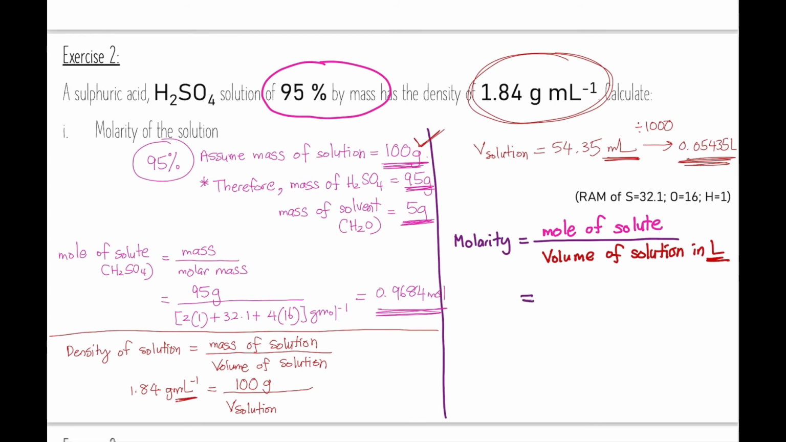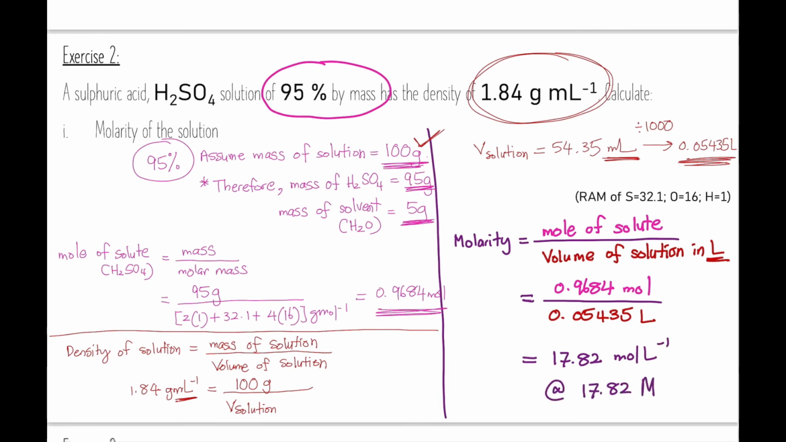Mole of solute is 0.9684 mole, divided by the volume of solution, which is 0.05435 liter. And this will result in the final answer, which is 17.82 mole per liter, or 17.82 molar. Both units are accepted here.